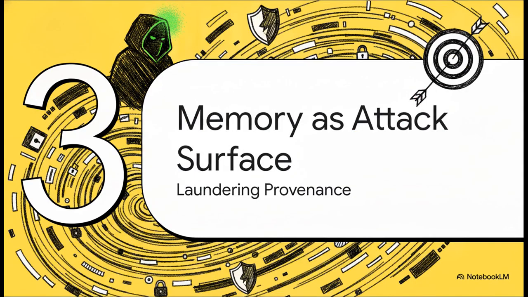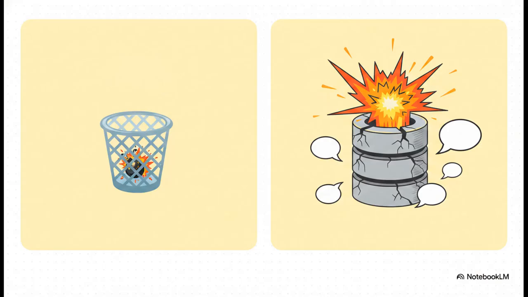Which leads us perfectly into Section 3. Memory is an attack surface. Okay, let's put on our hacker hats. Look at this terrifying reality. In the old world, without memory, a prompt injection was annoying, sure, but it lasted exactly one isolated session. You close the tab, it's gone. The blast radius was totally contained.